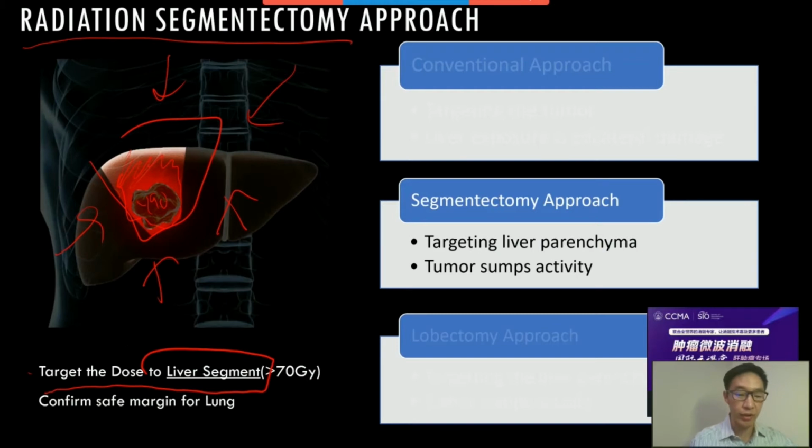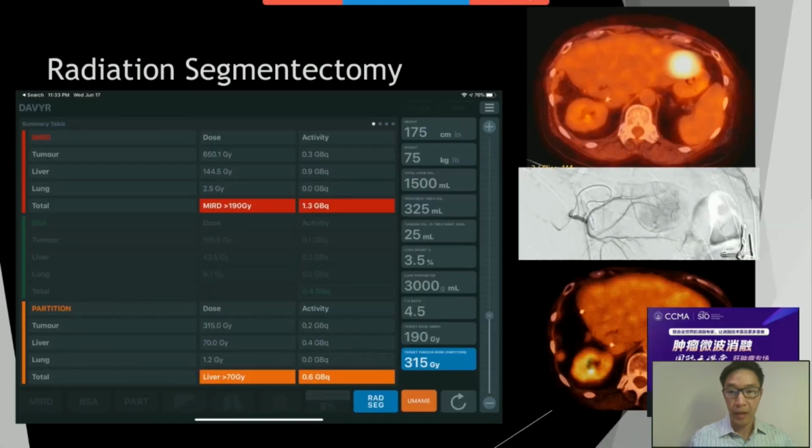This is actually useful for lesions that are very difficult to describe in a single segment. In other words, infiltrative disease, microvascular invasion, or multicentric disease, or as you'll see with portal vein thrombosis or invasion of the tumor into the vasculature. So what we do is we target the liver segment at 70 gray, and then we confirm the safety margin for the lungs. This is an example of a radiation segmentectomy.